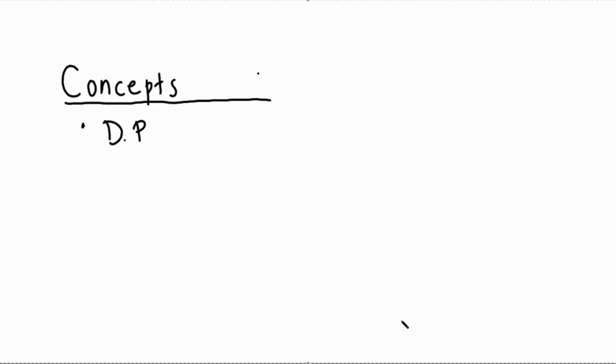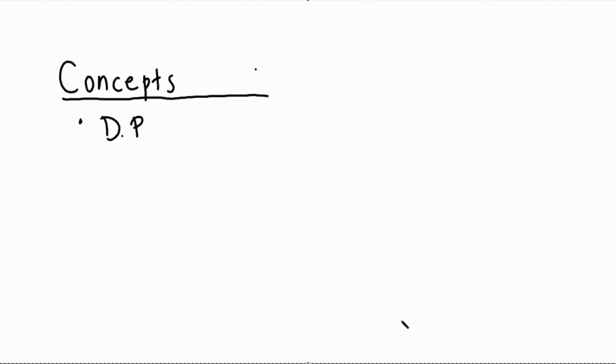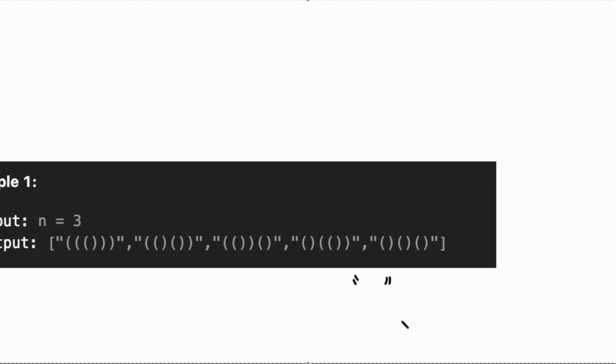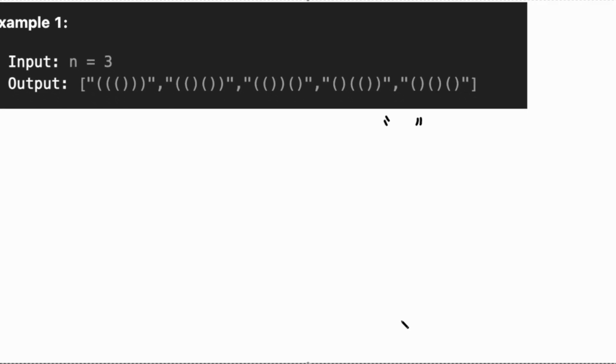Generate parentheses. So to solve this problem, we need to know dynamic programming. And the concept of dynamic programming is simply building solutions on top of each other. And this is best illustrated with an example. So we're given this example here where n is 3, and we're trying to generate all of these valid parentheses.